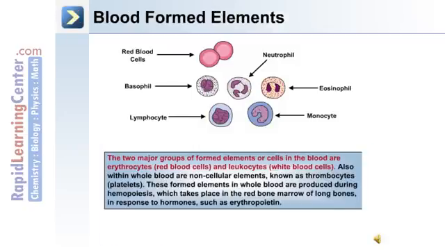The blood formed elements. There are two major groups of formed elements or cells in whole blood: erythrocytes or red blood cells and leukocytes or white blood cells. Within blood are non-cellular elements known as thrombocytes or platelets. These formed elements in whole blood are produced during hemopoiesis, which takes place in red bone marrow of long bones in response to hormones such as erythropoietin.